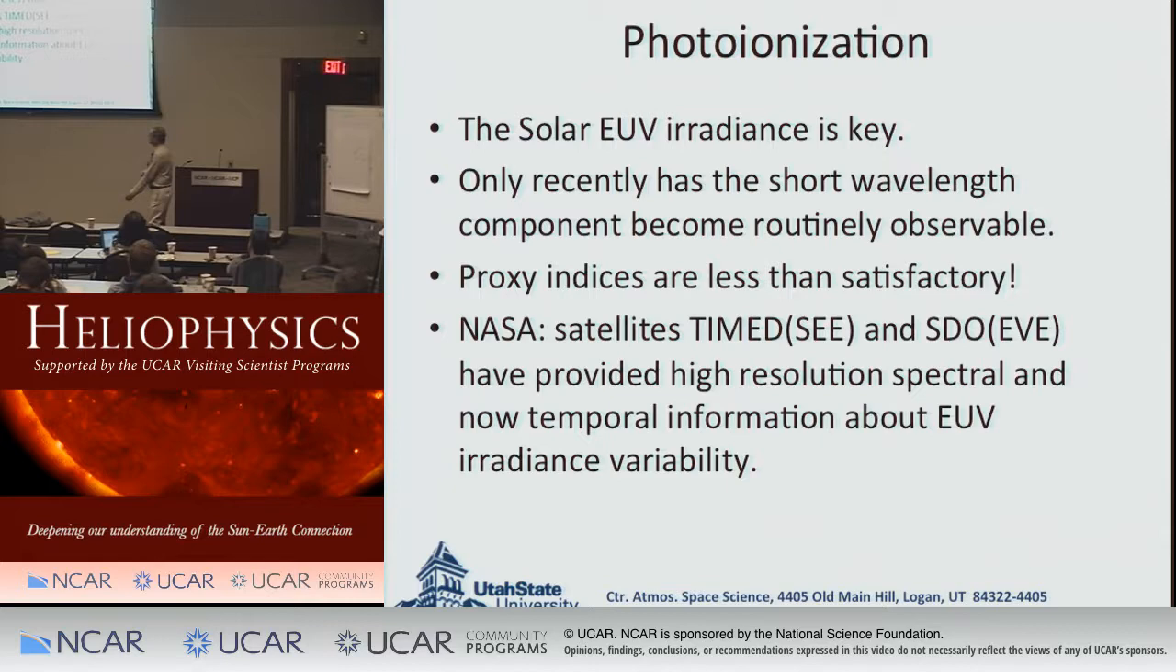So photoionization is the next thing. And Dana did a really good job of talking about photoionization, so we'll see if we can move through it fairly quickly. The EUV irradiance, as we saw, the solar cycle dependence, it comes from the solar EUV. Only recently has the short wavelength component become routinely observable. And we're still working with our solar observers to get this done properly. And by that, we're talking about below 10 nanometers, that's soft X-ray. The one thing we've found over the years is that using proxy indices is not very satisfactory.